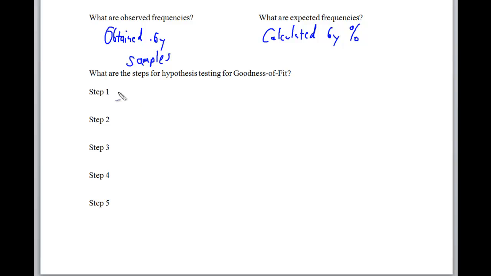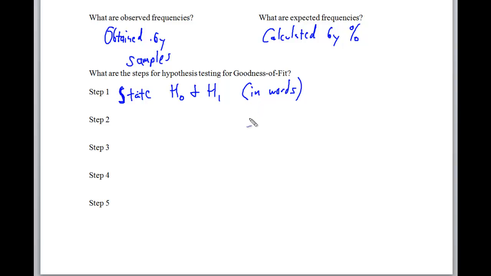Okay, so we've got a 5-step problem just like we do with any kind of hypothesis testing. The first step is always to state the null hypothesis and the alternative hypothesis. But what makes these hypothesis tests a little different is that the null and alternative hypotheses are all going to be in words. There's not going to be symbols, like mu is equal to 0 and mu is not equal to 0, and there are no greater than or less than signs. These are all in words.